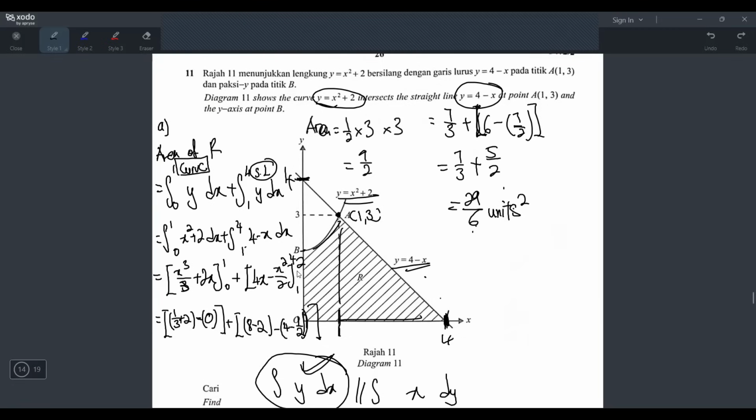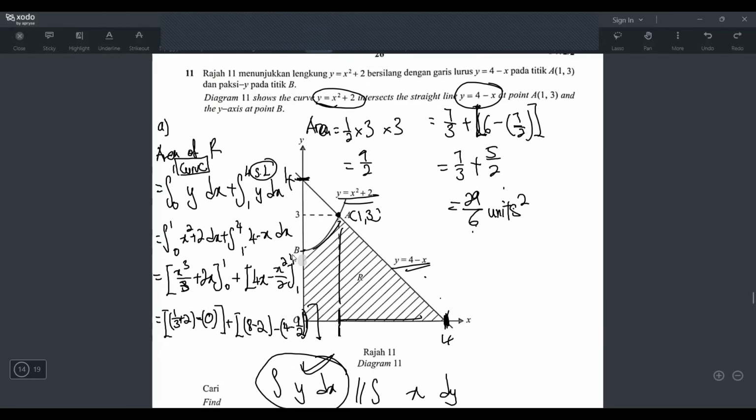So 2 times 4, 8. 1 times 4, 4, 1. Okay, this one, let me press again in my calculator. 8 minus 2 is 6, right? So 6 minus bracket 4 minus 1 over 2. Okay, I get 5 over 2 also. So where did I do wrong? Okay, I know already. Look at this. This is 4, 1. It means I substituted 4, not 2.